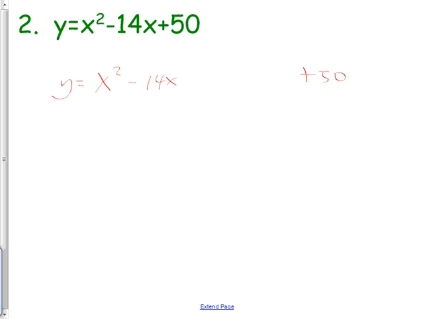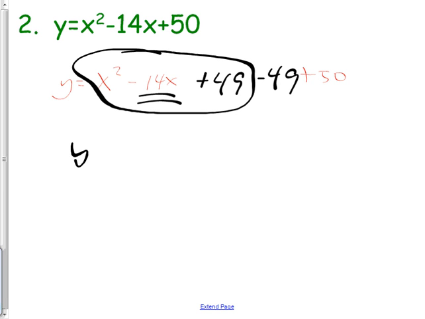Okay, ask the German boy. What's half of 14? 7 squared. Half and square, 49. If I use plus 49, I have to use a minus 49. And then this part right here is perfect. And that means that it's y equals (x minus 7) squared. And be careful here, minus 7 squared. If I'd used the plus, I would have never had a negative 14. And then the last part is those go together and I get plus 1.